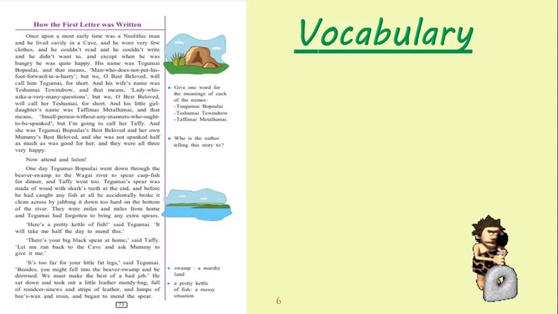"Here's a pretty kettle of fish," said Tegumai. "It will take me half a day to mend this." "There's your big black spear at home," said Taffy. "Let me run back to the cave and ask Mummy to give it to me." "It's too far for your little fat legs," said Tegumai. "Besides, you might fall into the beaver swamp and be drowned. We must make the best of a bad job." He sat down and took out a little leather mendie bag full of reindeer sinews and strips of leather and lumps of beeswax and resin, and began to mend the spear.